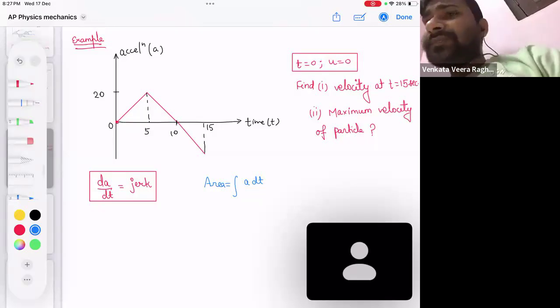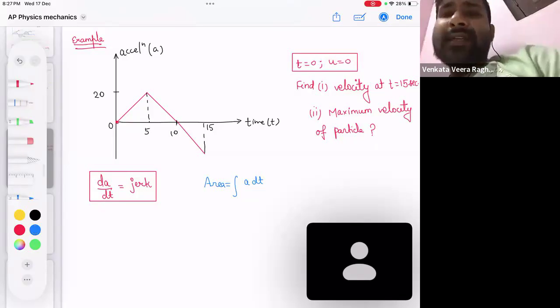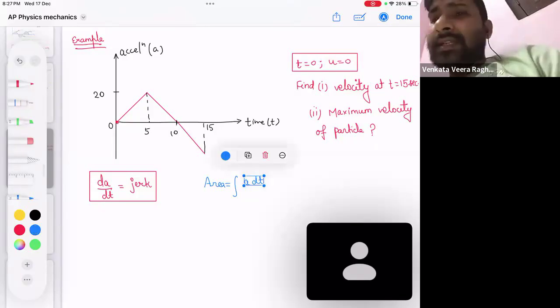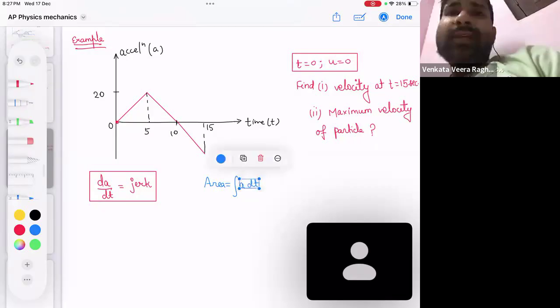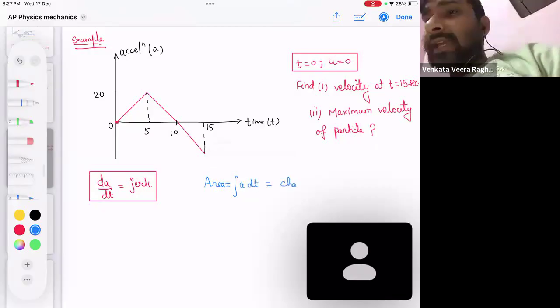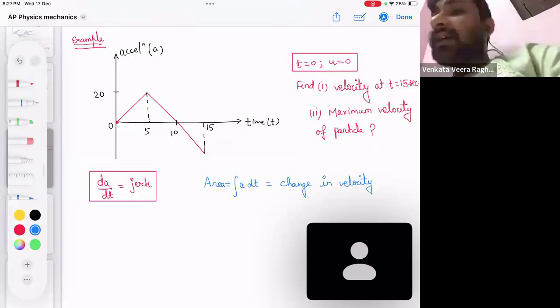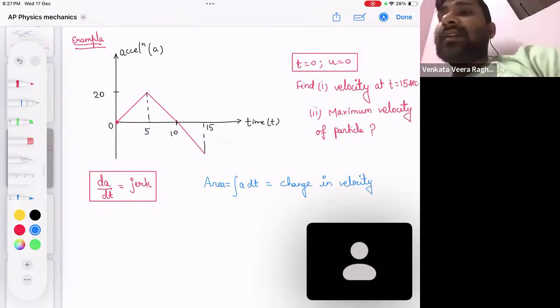In integral calculus, you write y dx. What is actually y dx? It is the area under the curve with the x-axis, meaning the area enclosed by a curve and the x-axis. The same thing if I write here, A dt integration, I am actually calculating area. And A dt integration is the change in velocity.